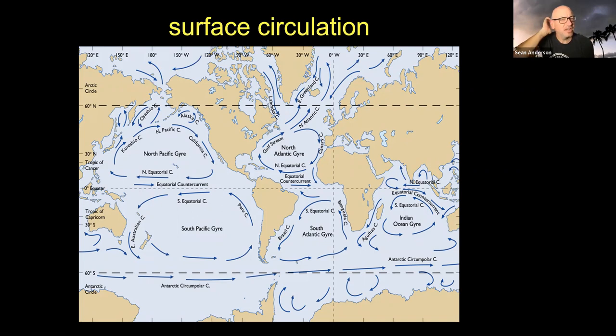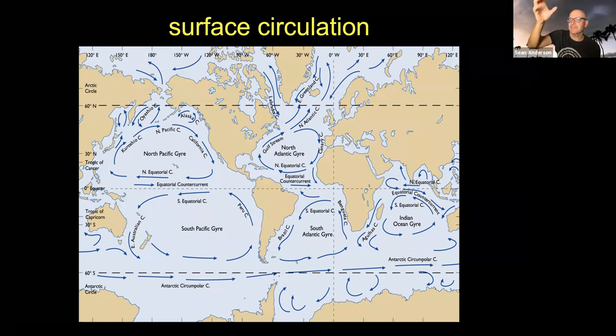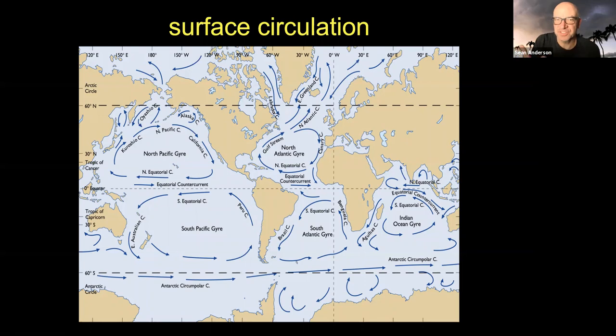And what we see here are some classic gyres. A gyre is just a large, consistent circulation of a substance over time. It could be in the atmosphere, it could be in a liquid. Here we're talking about ocean water circulation, ocean water gyres. So we have the North Pacific gyre, where water typically goes in a clockwise direction.